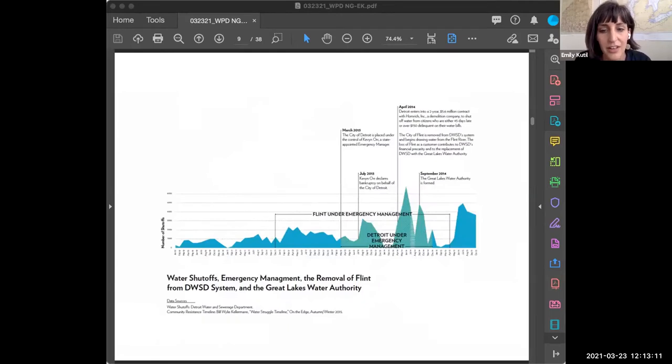Emergency managers catalyzed both the Detroit and Flint water crises. Mass water shutoffs began under an emergency manager in Detroit, and Flint was removed from Detroit's water system and poisoned under an emergency manager in Flint.